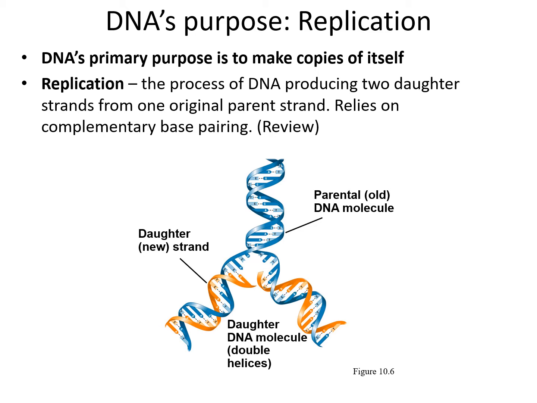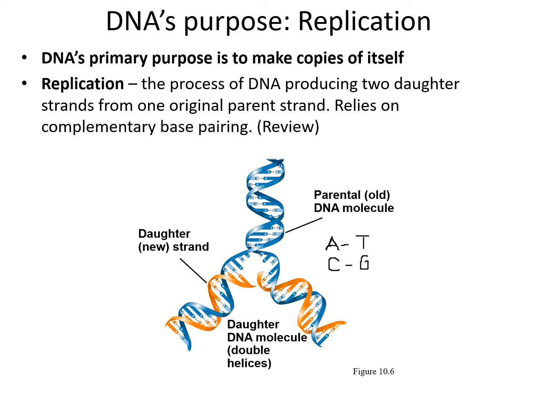Complementary base pairing is where the nitrogenous bases of the nucleotide, the A, T, C's, and G's, adenine, thymine, cytosine, and guanine, we have complementary base pairing, meaning the adenine is only going to bind with thymine, and the cytosine is only going to bind with guanine.